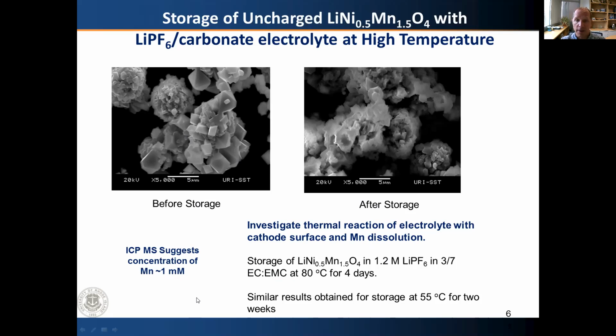And as I said, these initial experiments were done at relatively high temperature for a short period of time, but similar results were observed for longer term storage at moderately elevated temperatures, such as 55 degrees centigrade. Once again, this suggests that over the calendar life of the battery, these kinds of thermal decomposition reactions are going to contribute to the overall performance fade of these lithium nickel manganese oxide cells.